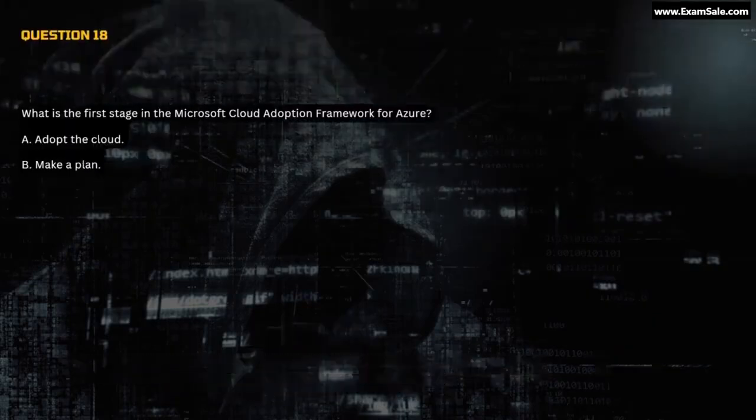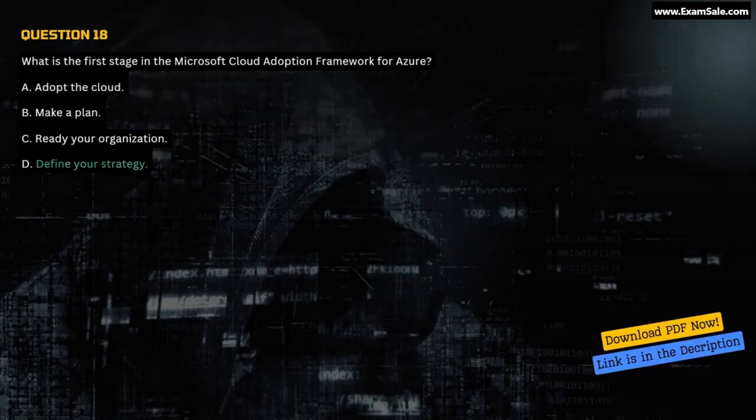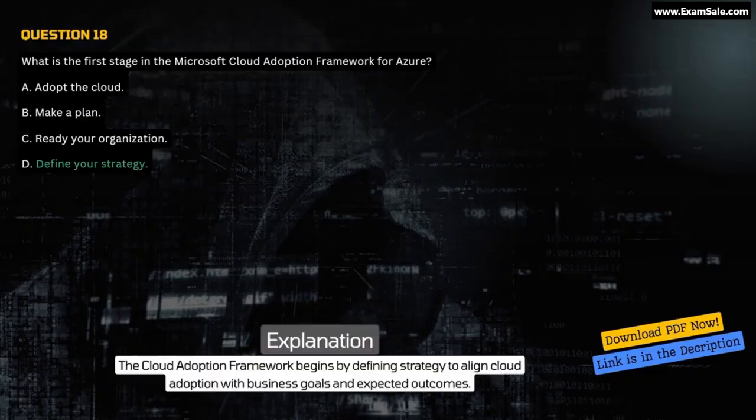Question 18. What is the first stage in the Microsoft Cloud Adoption Framework for Azure? A. Adopt the cloud. B. Make a plan. C. Ready your organization. D. Define your strategy. Correct answer D. Define your strategy. Explanation. The Cloud Adoption Framework begins by defining strategy to align cloud adoption with business goals and expected outcomes.